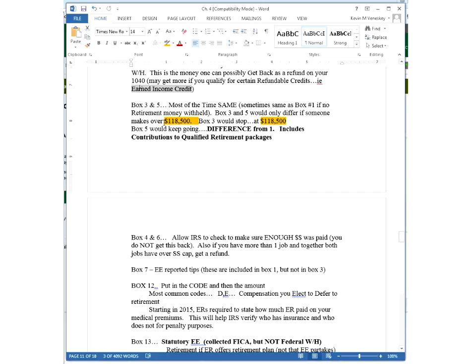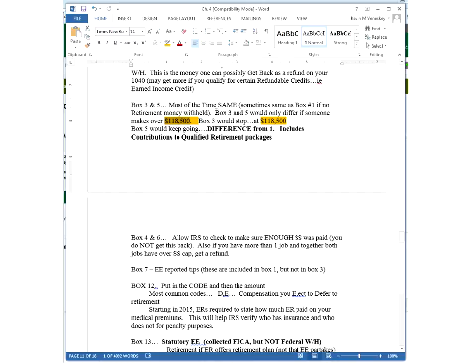And then the only difference between boxes 3 and 5, why they have those separated out, is for the Social Security cap. So once an employee hits $118,500 for this current year, they're no longer going to be taxed for Social Security. So the highest that box 3 could possibly be for this current year would be $118,500. Next year it'll be a little bit higher because of inflation. It goes up every year.